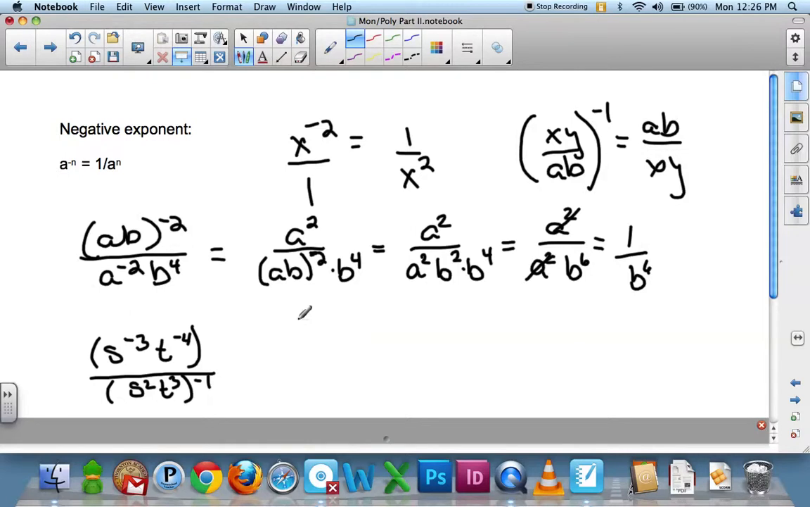Here's another one. Now with this particular equation, what's going to happen is, because the denominator is all raised to the negative 1st power, that means the s squared t cubed is going to move up, and then s to the negative 3 moves to the denominator, and t to the negative 4th moves to the denominator, making those exponents positive.